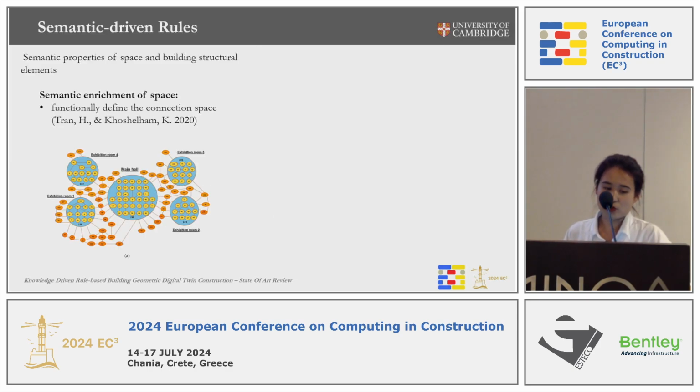And then it comes to the semantic-driven rules. There is also much research about this, and this diagram divides the different spaces of our plan, and then we can see that the different colors actually have different functions. So the highlighted orange space works as a corridor of the building. This information can actually be extracted directly from the point cloud.